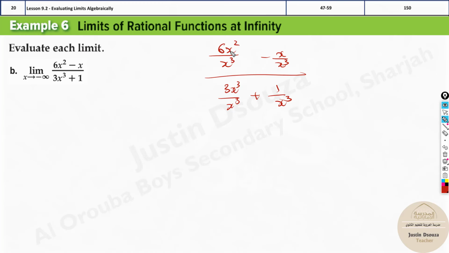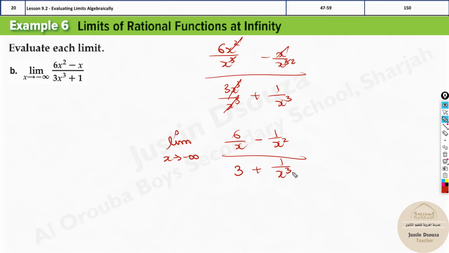And now we can simplify. This cancels with this, 2 is gone, you're remaining only with 1 power 2. Over here this and this go off and you're remaining with so much. So now let's simplify them and write the limit. Don't forget the limit as x tends to minus infinity. Now 6 by x minus 1 by x squared, divided by 3 plus 1 by x cubed.